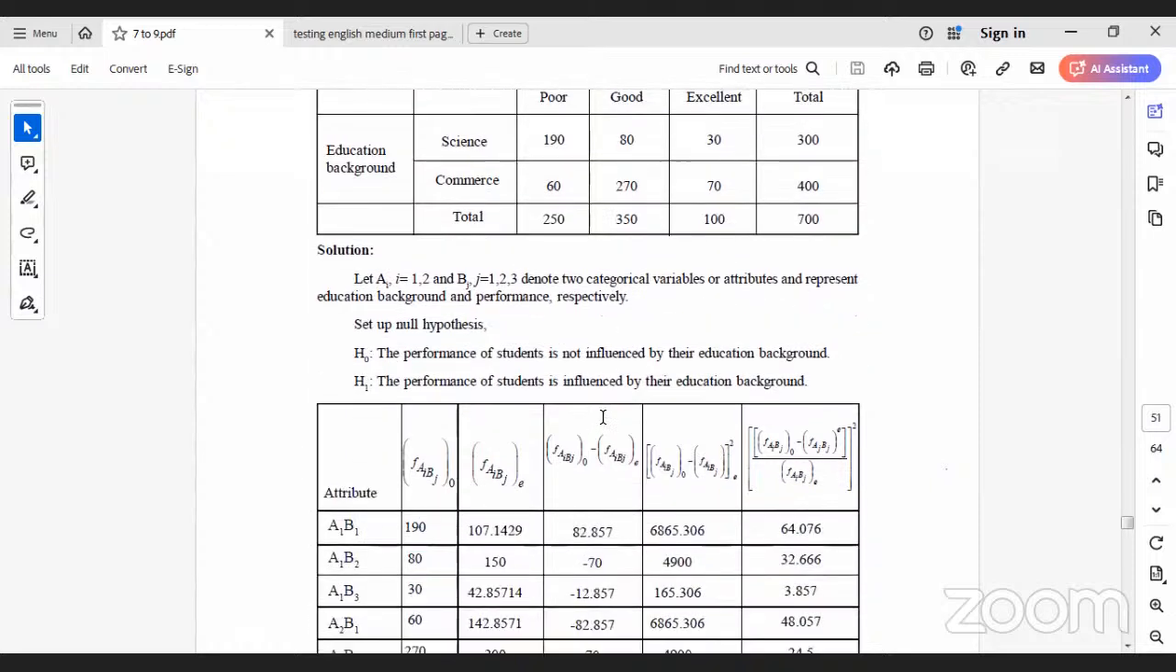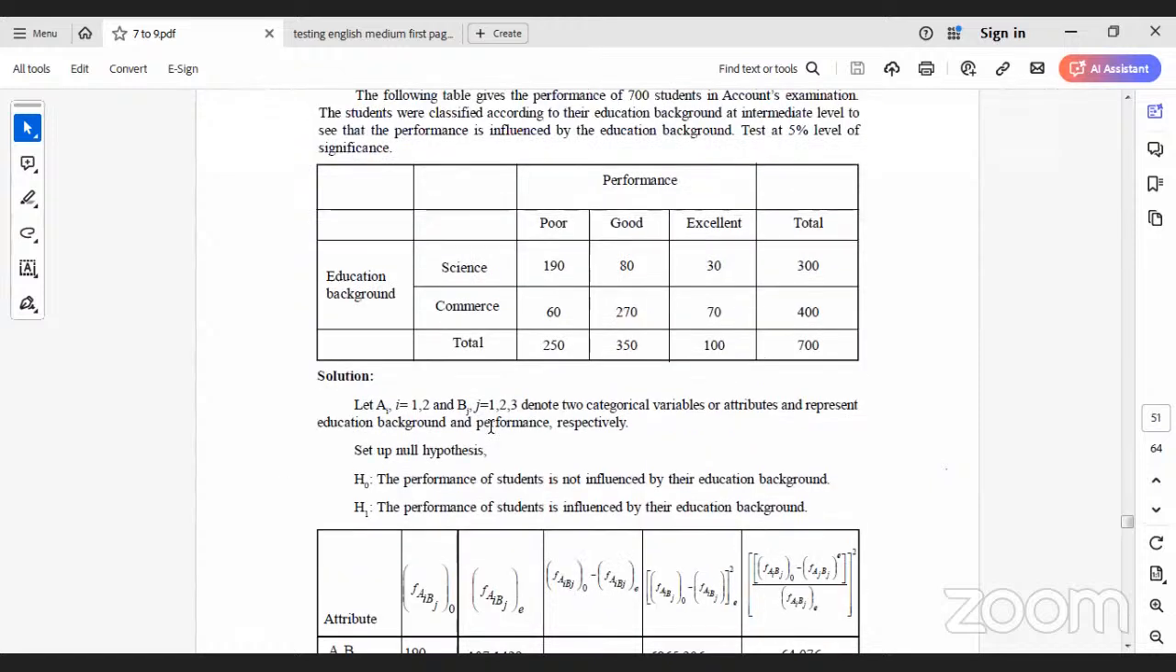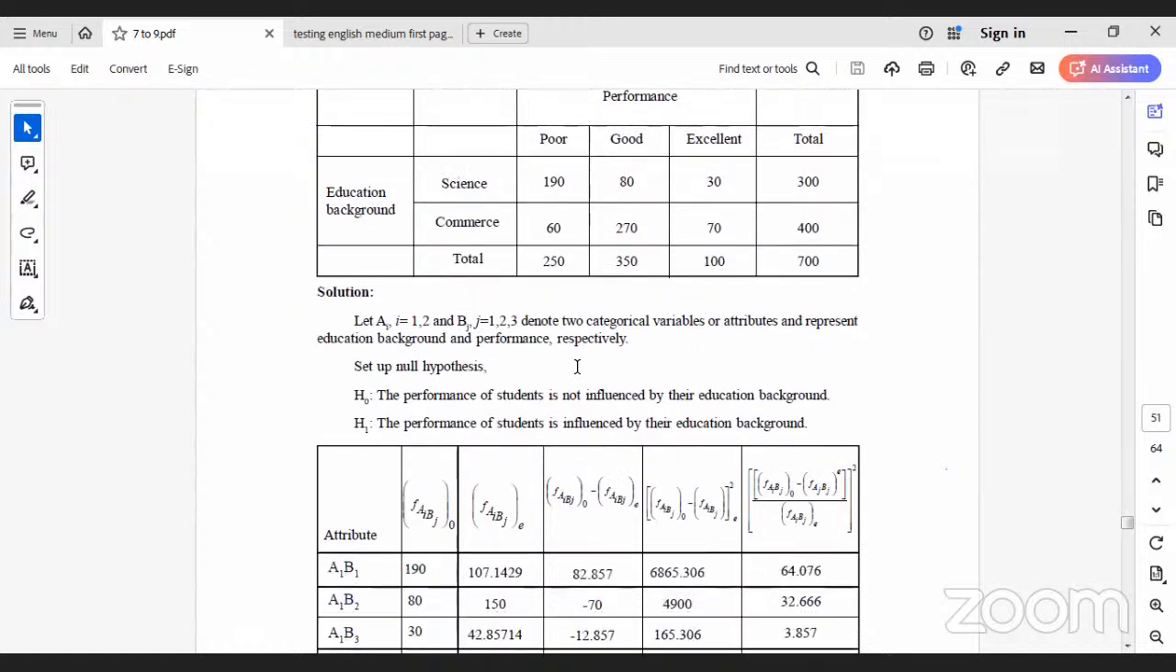So therefore, let A equal 1, 2 and B equal 1, 2, 3 denote the two categorical variables or attributes, representing education background and performance respectively. Here they have given two categories for education background, so we wrote 1, 2, and for performance, poor, good, excellent, we wrote 1, 2, 3.